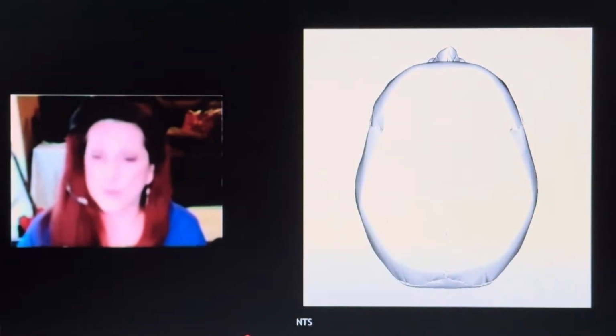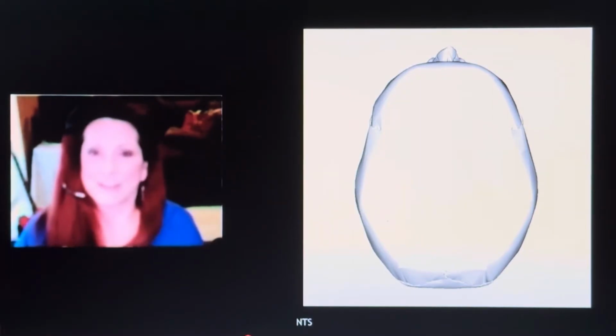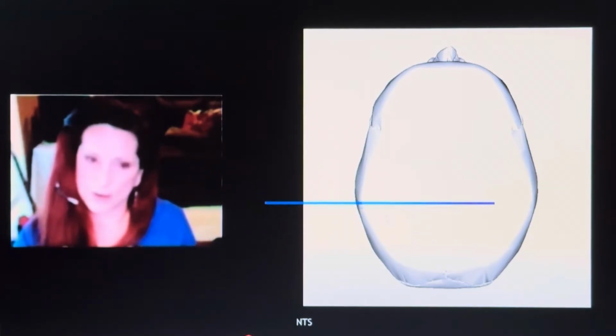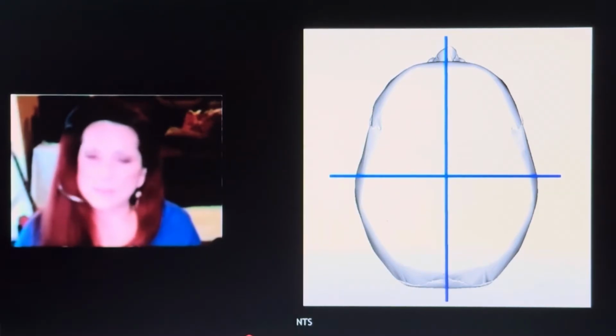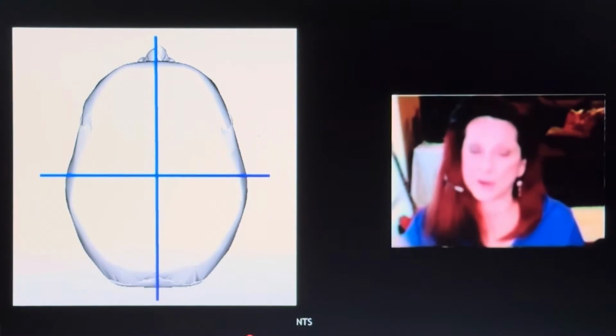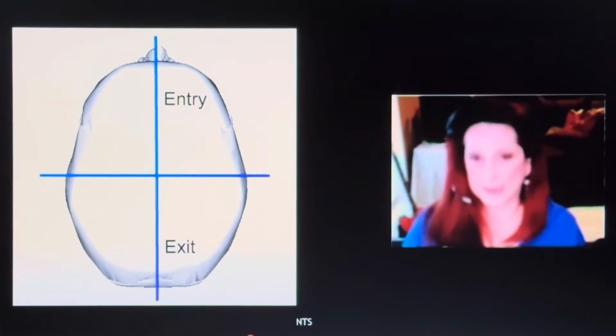I start out by drawing what would be an overhead of a skull, if you were looking down on a head, and I just draw an oval. And you just take that oval and you divide it into 4 parts by drawing a cross and then the lengthwise of the head. And that gives you 4 quadrants. And so what I did is I made that entire front quadrant the entry, and the entire rear quadrant the exit.